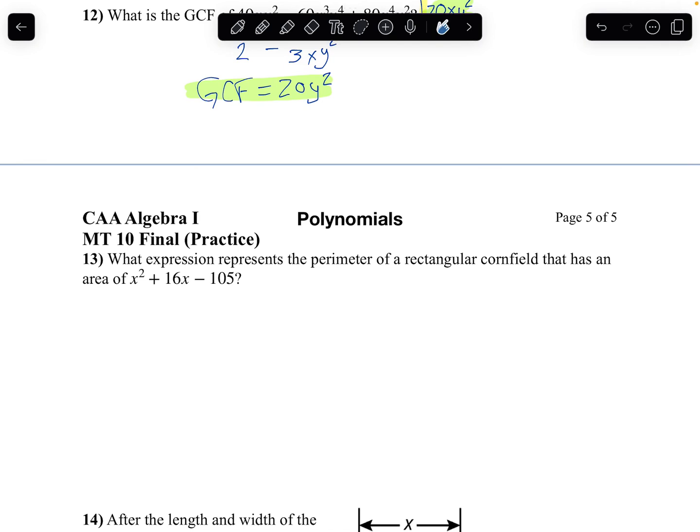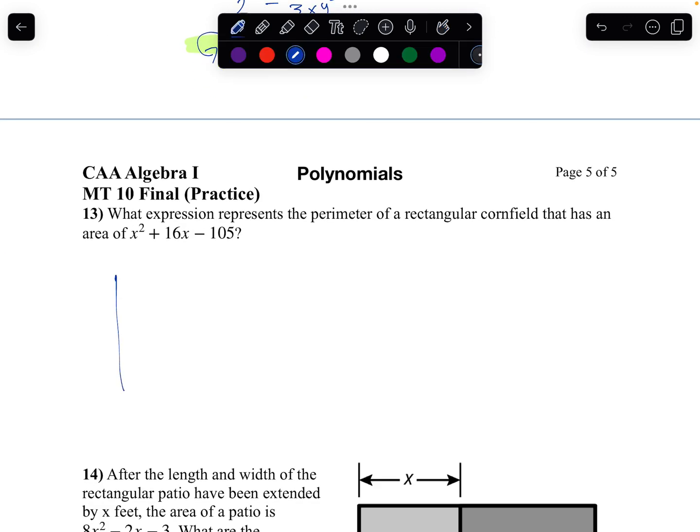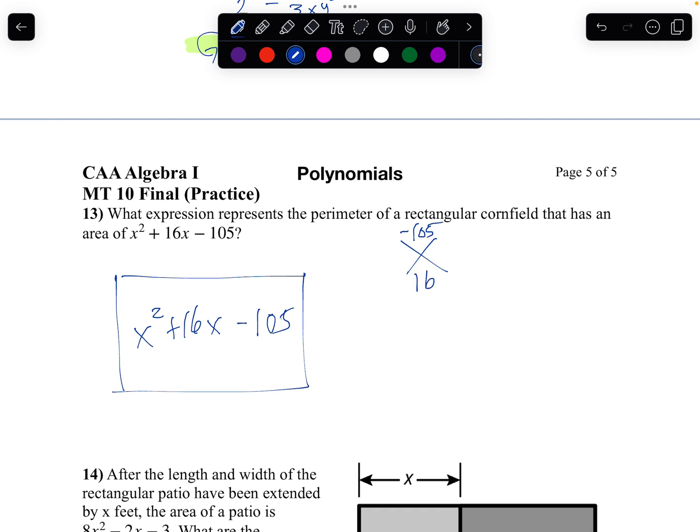On question 13, we want to find the perimeter of a rectangle given the area. So in other words, I know my area is x squared plus 16x minus 105. There's no number in front of x squared, so I'm looking for two numbers that multiply to negative 105 and add to 16. I don't know what those are, but I notice 5 goes into 105.